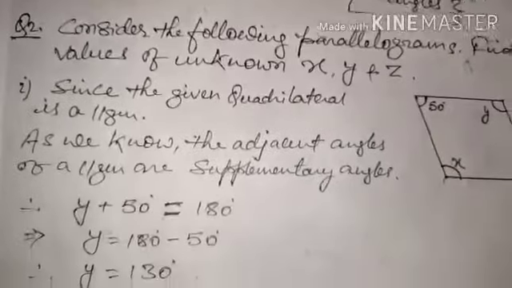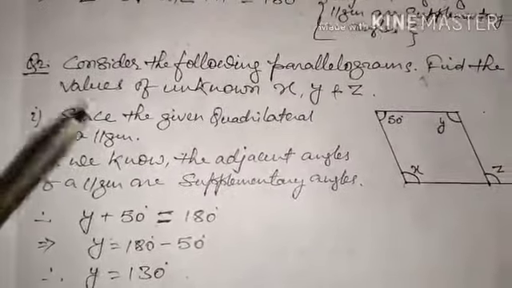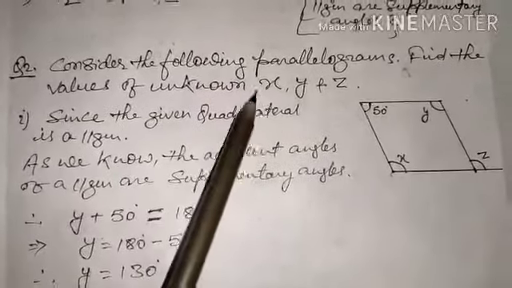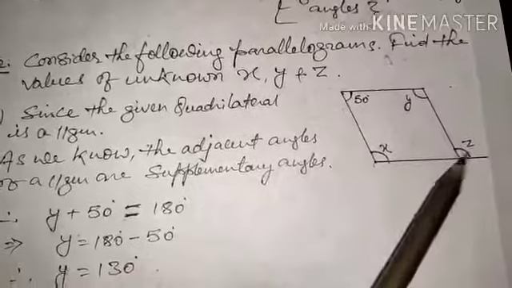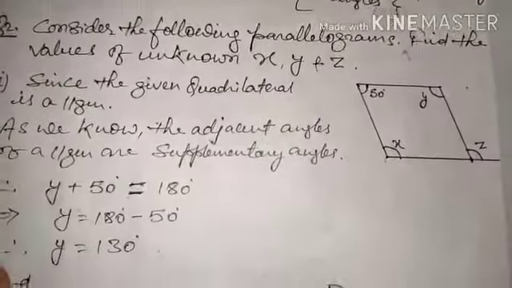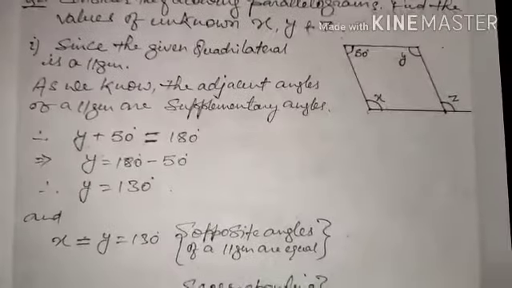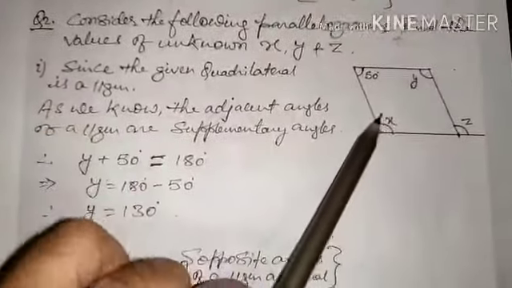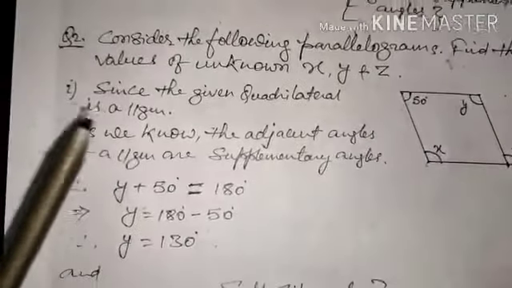Let us move to another question. So here is the another question. Consider the following parallelograms. Find the values of unknowns x, y, and z. Here we have to find out the values of x, y, and z, as indicated in the question. I have taken this question and shown the figure here. From this figure only we have to find x, y, and z. So let's start the solution.